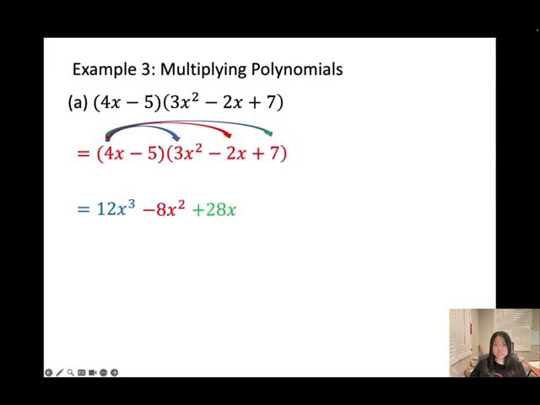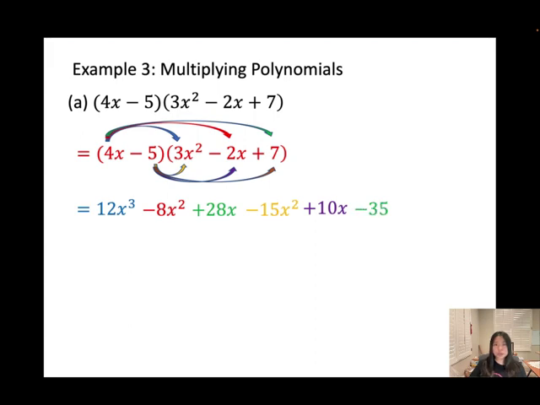Now, we're going to take care of the negative 5. Do the same thing. Distribute one by one. So first one, negative 5 times 3x squared. Second one, negative 5 times negative 2x. That will be plus 10x. And then last one, negative 5 times 7. That will be negative 35.